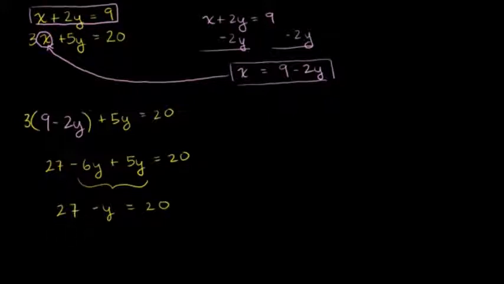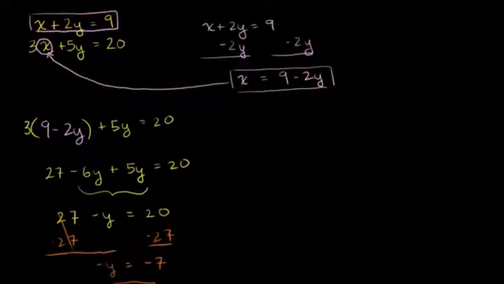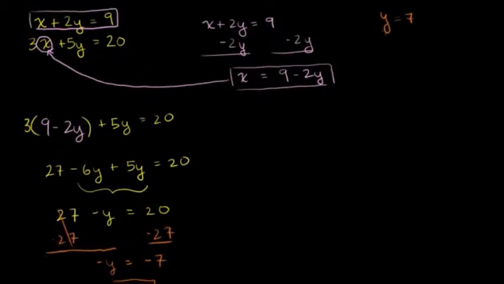So let's subtract 27 from both sides. The left-hand side, the 27s cancel each other out, and you're left with negative y is equal to 20 minus 27, which is negative 7. And then we can multiply both sides of this equation by negative 1. We get y is equal to 7. So we found the y value of the point of intersection of these two lines. y is equal to 7. Let me write it over here, so I don't have to keep scrolling down and back up. y is equal to 7.